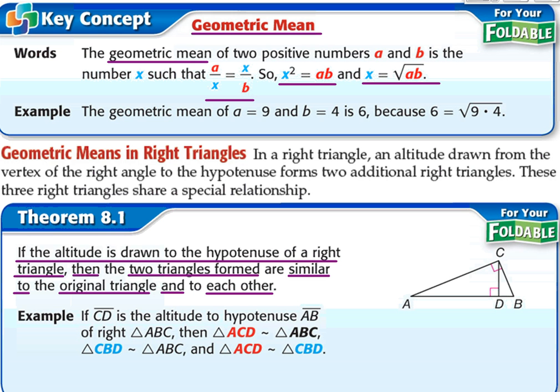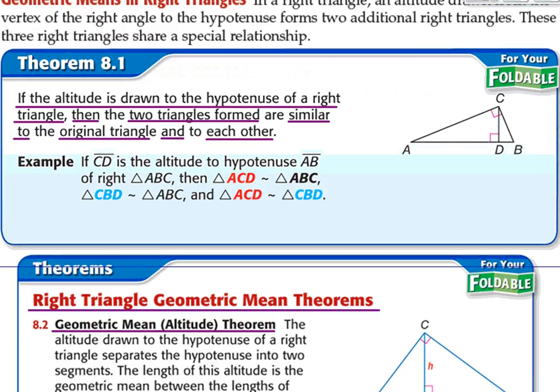The next one, so you should have underlined some things there. The next one, I pretty much underlined that whole theorem. If an altitude is drawn to the hypotenuse of a right triangle, so if you look at this, here's the big right triangle they're talking about, and this is the altitude that's being drawn in. So if the altitude is drawn to the hypotenuse of a right triangle, then the two triangles formed, that means this triangle over here on the left and that triangle on the right, are similar to the original triangle and to each other.